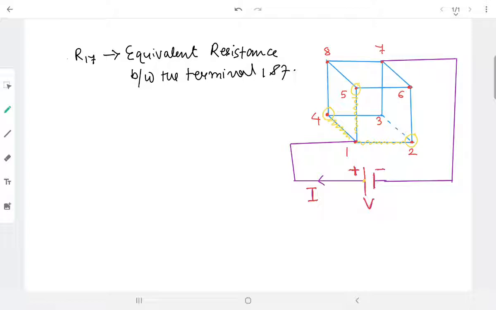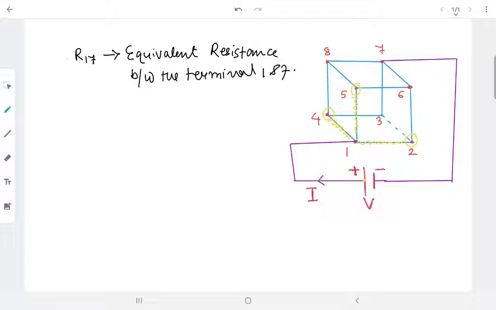In the same diagram, it's a diagram of a cube. As you know, in a cube we know that 8 corner points are present, and I already gave a name to the corner points: 1, 2, 3, 4, 5, 6, 7 and 8. These are the corner points. And in a cube we already know how many edges are present. Total number of edges is 12.